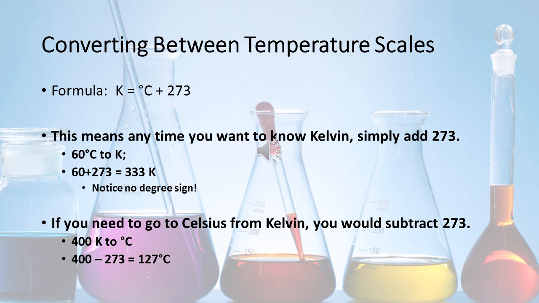Now, next example, if you need to go from Kelvin to Celsius, if you adjust that formula, you find that you would just subtract 273. So in order to go 400 kelvins into degrees Celsius, you would take 400 minus 273, and that would give you 127 degrees Celsius.